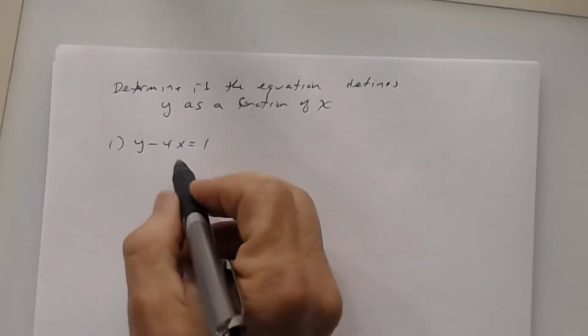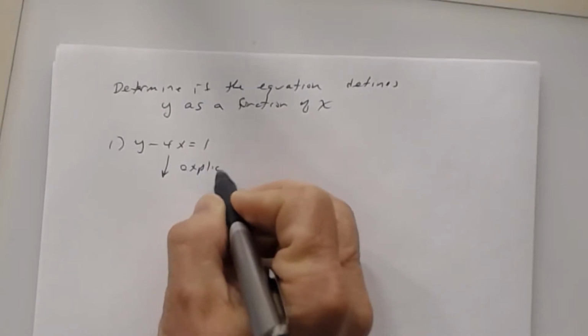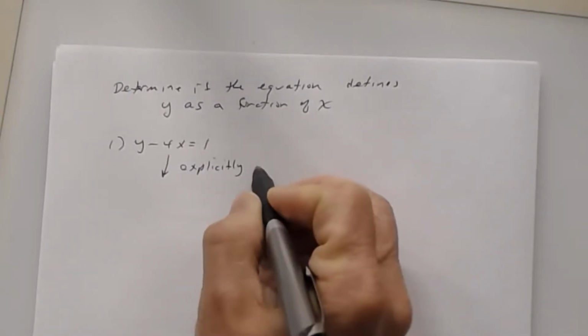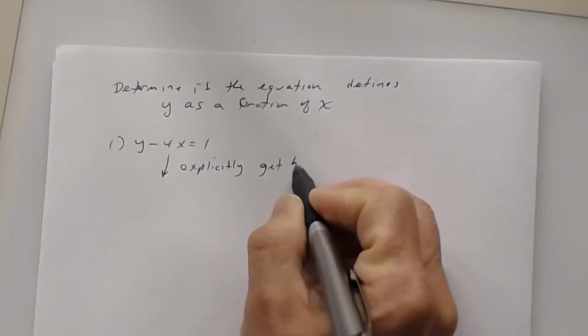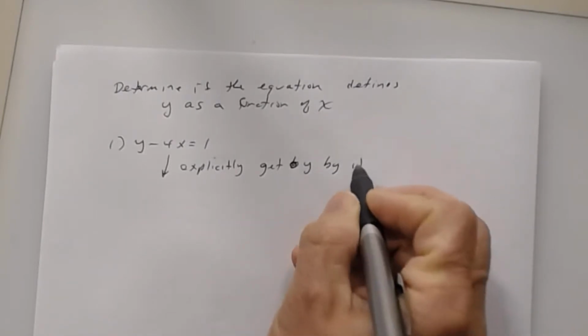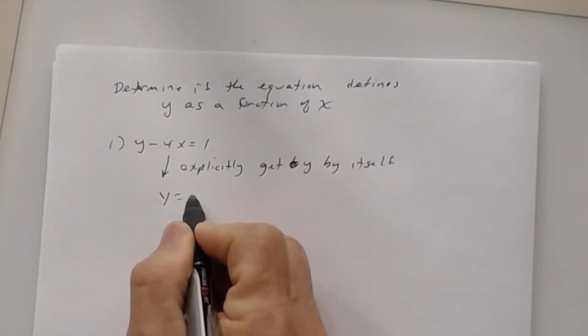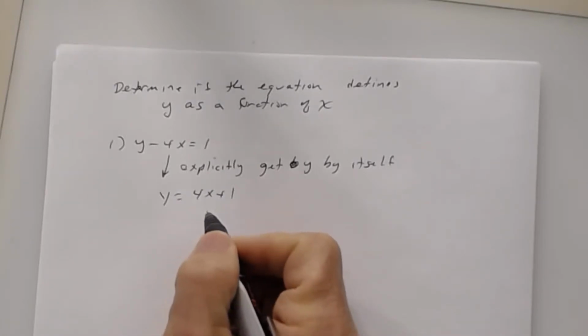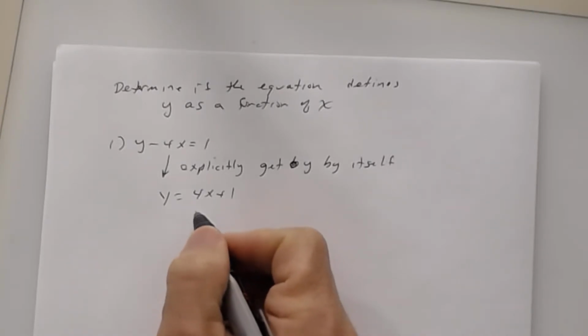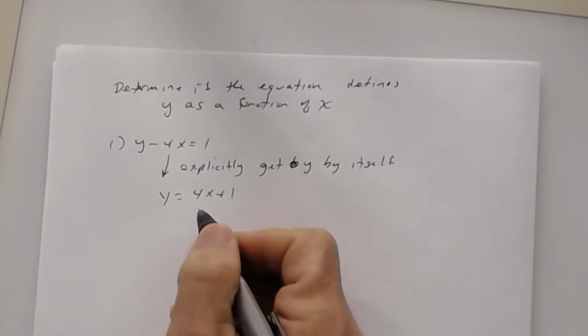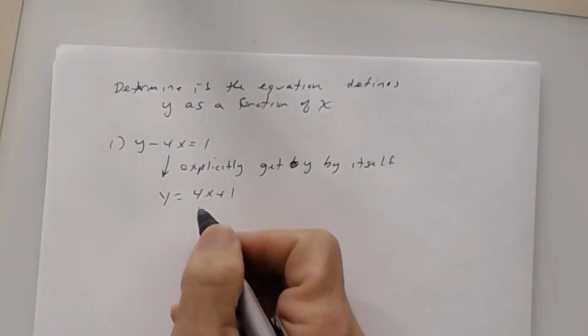So if I get y by itself here, we're going to explicitly get y by itself. Okay? And if I get y by itself, I get y equals 4x plus 1. Now, some of you can look at this equation and tell me that it is what graph? A line. But you've got to be careful, because are all lines functions? No. Which one's not a function? A vertical one.